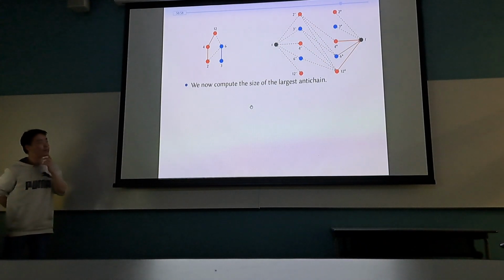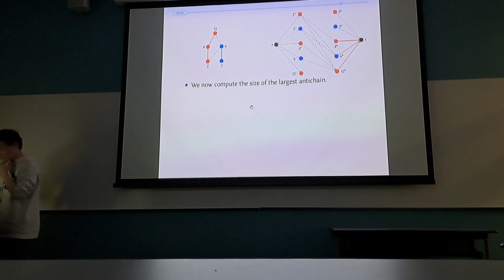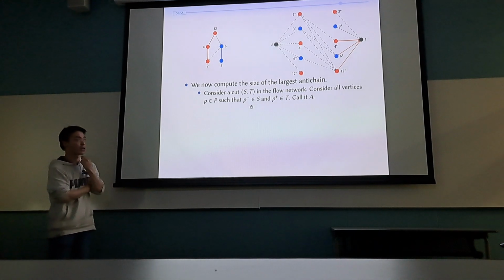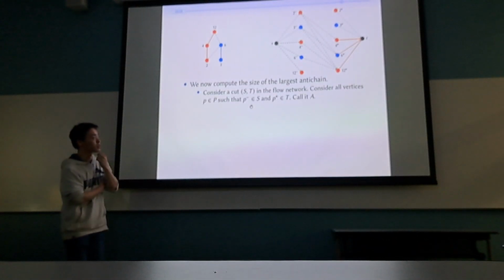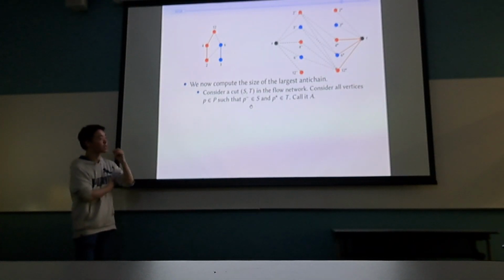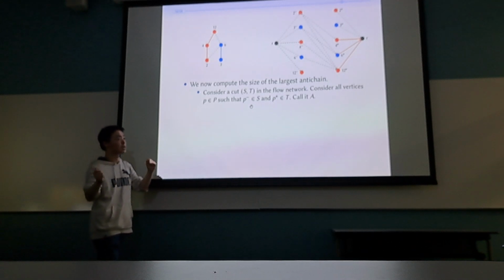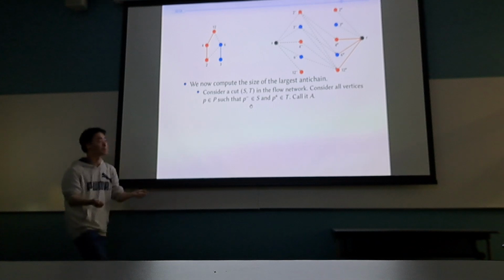So, how would we compute the size of the largest antichain? Well, the first thing we're going to do is consider just a regular cut, just a random cut. And we're going to look at all of the vertices such that P minus is on one side and P plus is on another side. And we're going to call all of the elements inside of the set A.